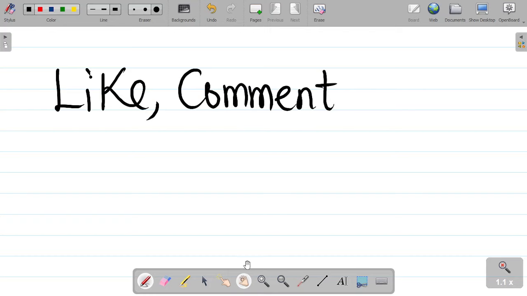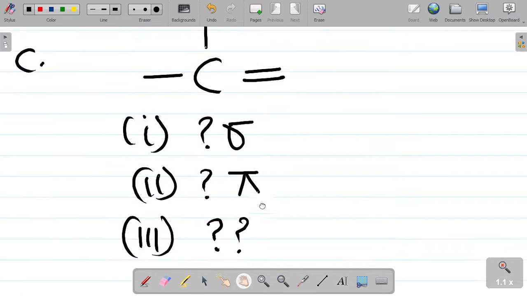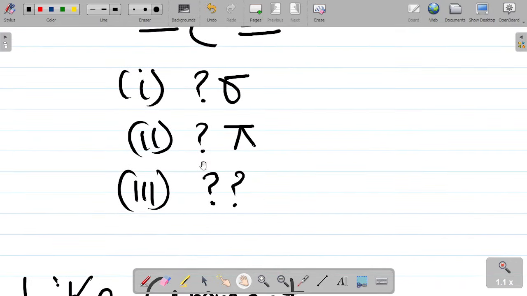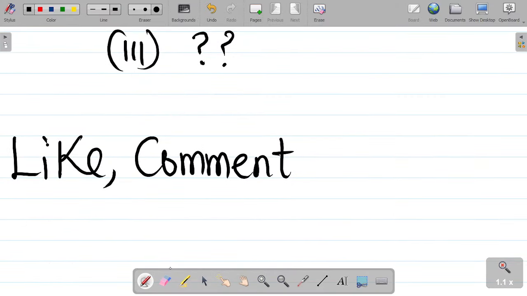This particular question here, you're asked to provide the number of sigma bonds, pi bonds, and also the hybridization pattern for this particular carbon atom. Get your answers, leave them in the comment section, and I'll tell you if you're correct or not.